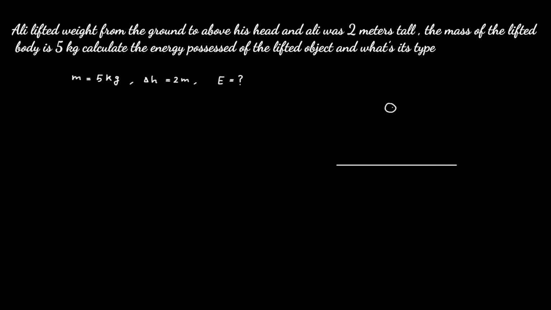Let me draw it. This is the surface of the Earth. This is Ali. And Ali is lifting a weight. The mass of this weight is 5 kilograms. Ali's height, 2 meters. Now, if he leaves the weight, what would happen to it? It will surely fall to the ground. This type of energy is potential energy because it can be transformed into another energy, which is kinetic energy, and it is gravitational potential energy. Because gravity is what affects the object and pulls it down, this is gravitational potential energy.